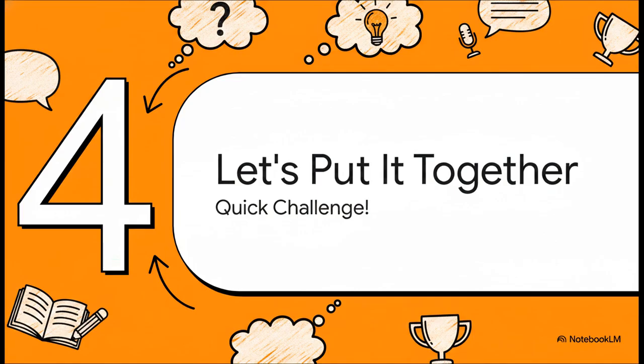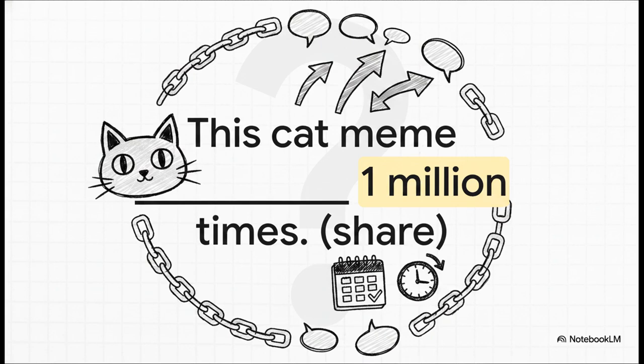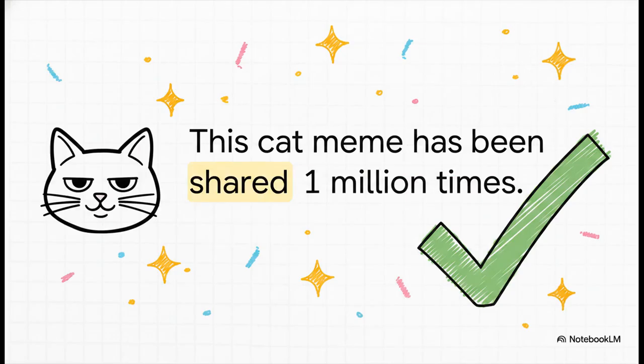Okay, we've covered the what, the why, and even the casual get version. I think you're ready. It's time to put all this knowledge together for a quick little challenge. You game? All right, first one up. Think about the tense here. The action started in the past, and it's still relevant now. The focus is on the meme. What's the passive form of the verb share? You got it. This cat meme has been shared. The meme is the subject, receiving all that sharing action. Perfect.